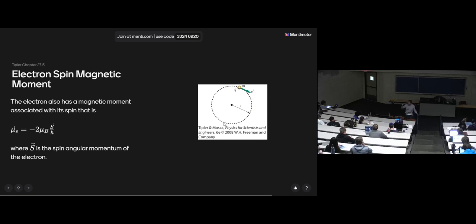Now, when we leave the classical world and enter the world of quantum mechanics, what becomes the problem with this model, of coming up with where the spin magnetic moment comes from?